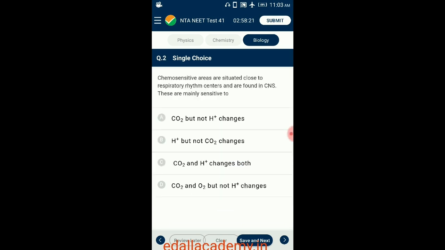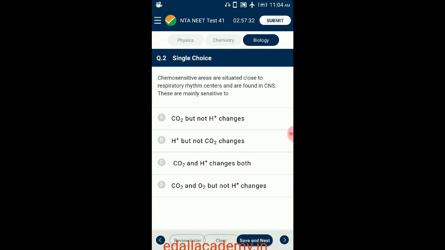Question number 2. Chemosensitive areas are situated close to respiratory rhythm centers and are found in the central nervous system. They are mainly sensitive to a specialized center present in the medulla region of the brain called the respiratory rhythm center, primarily responsible for the regulation. Another center present in the pons region of the brain, called the pneumotaxic center, can moderate the functions of the respiratory rhythm center. The neural signal from this center can reduce the duration of inspiration and thereby alter the respiratory rate.